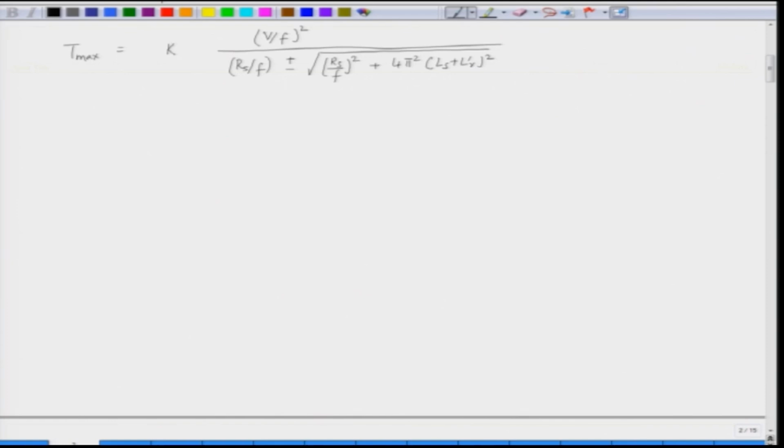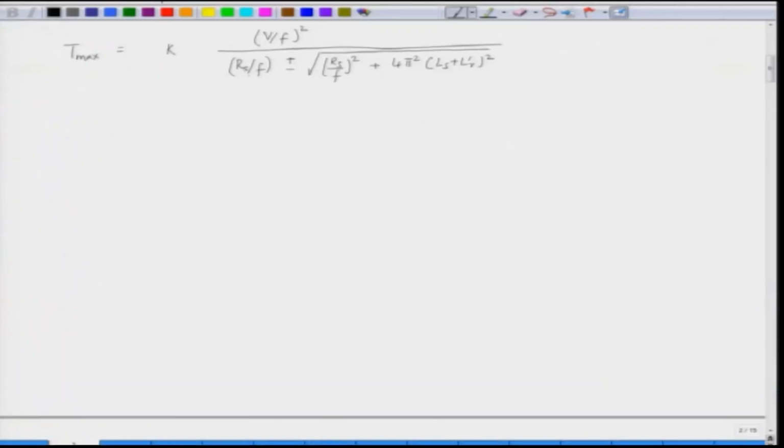So, what we get finally is the equation that we wrote here, that V by f square, some constant k which depends upon the number of poles, factor of 3 and so on, and in the denominator we have R s by f, plus is for the motoring action and minus is for the generating action, under root R s by f square plus 4 pi square L s plus L r prime whole square. Now, we got the expression for the maximum torque.